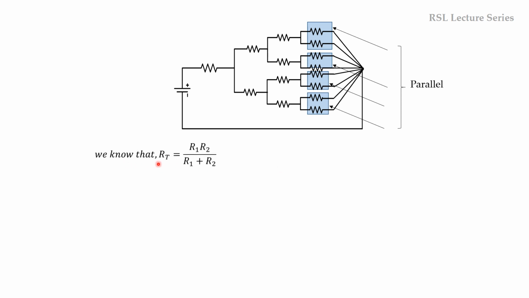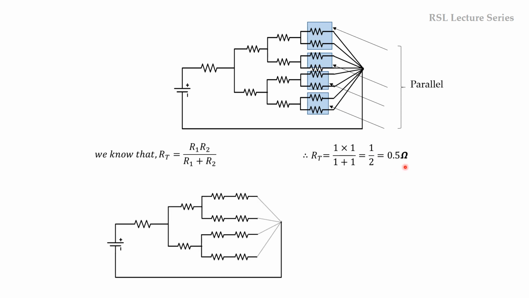Okay, we already know that the total resistance of two parallel resistors is given by R1 R2 divided by R1 plus R2. Here the values are the same, 1 ohm. So we can substitute here 1 into 1 divided by 1 plus 1 is equal to 1 by 2, that is equal to 0.5 ohm. Okay. So these two resistors are converted into a single equivalent of 0.5 ohm. So now we can redraw the circuit as shown here.